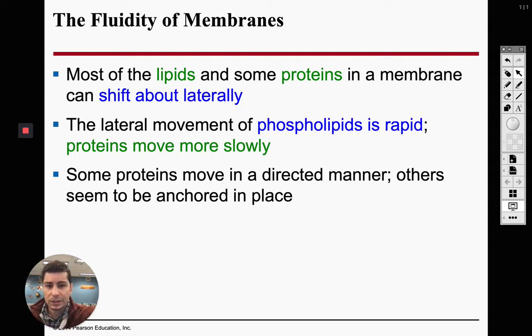Okay, so we already talked about this. The phospholipids are going to move. There's also going to be very large proteins embedded in our cell membrane, so they go straight through. They're embedded in our phospholipids, right in between them. Now, as the phospholipids move fairly quickly, the proteins are going to move less quickly. Okay?